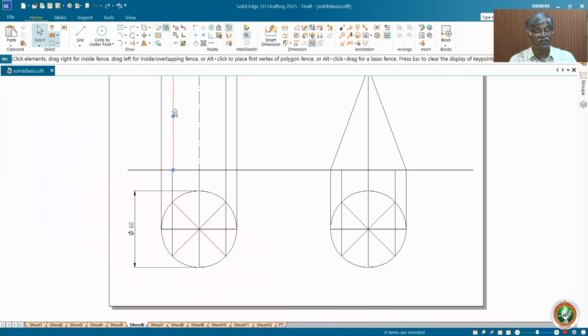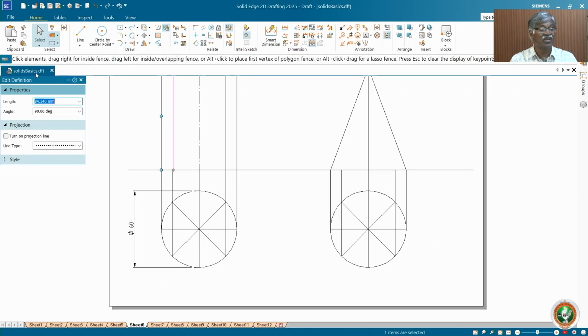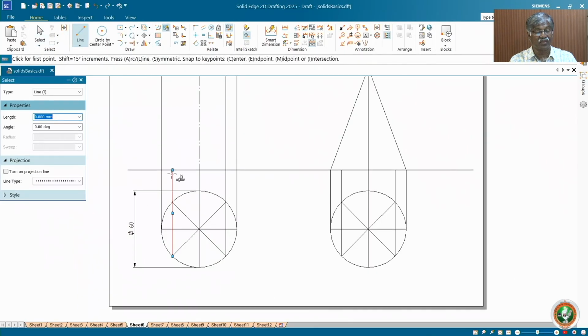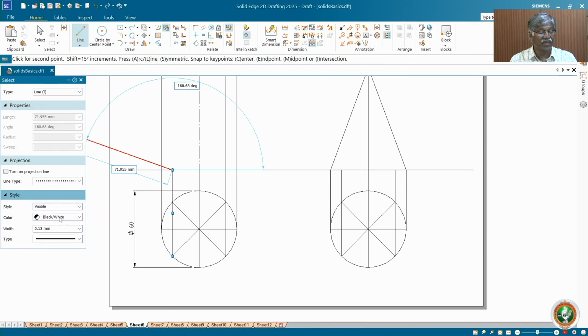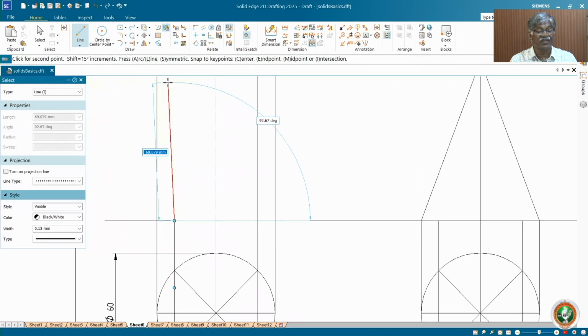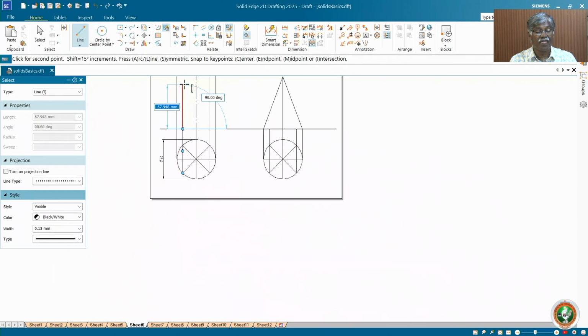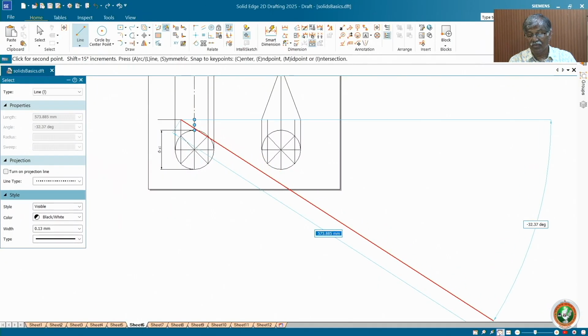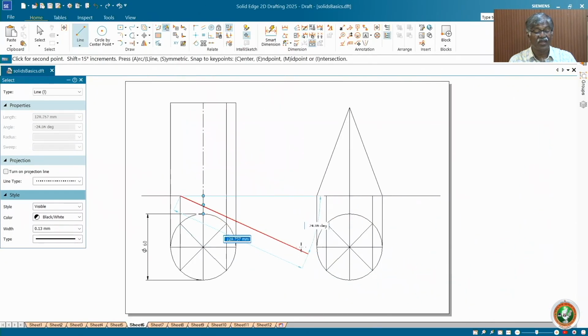Delete. These are simple problems. But if it is inclined, then it's a big problem. You will get a change of angle and other things. Now you see that it is end of the line. Then proceed. End of the line.